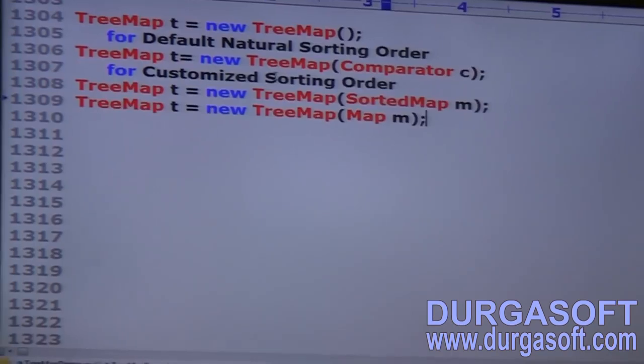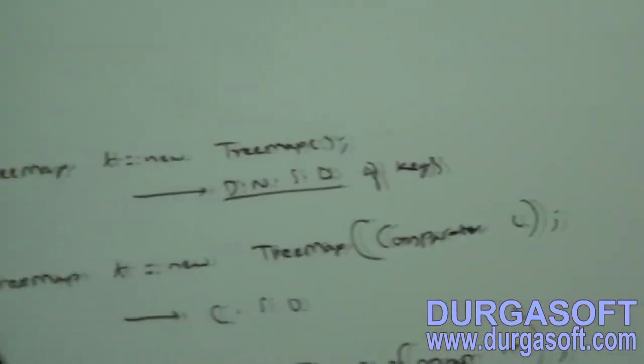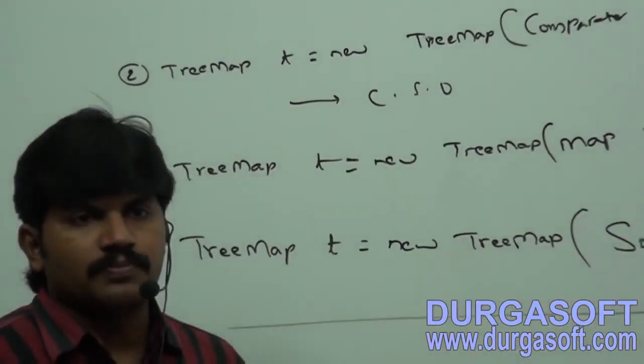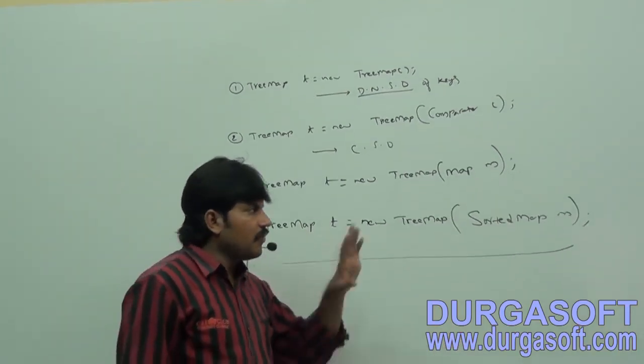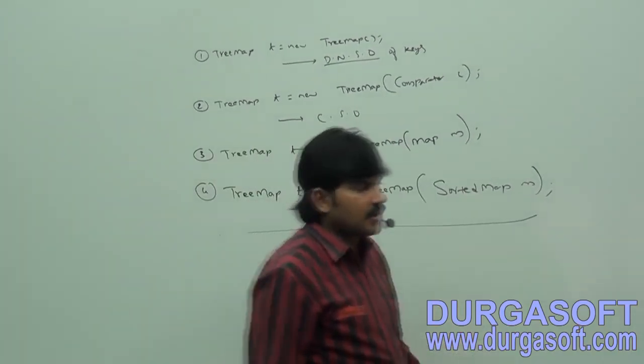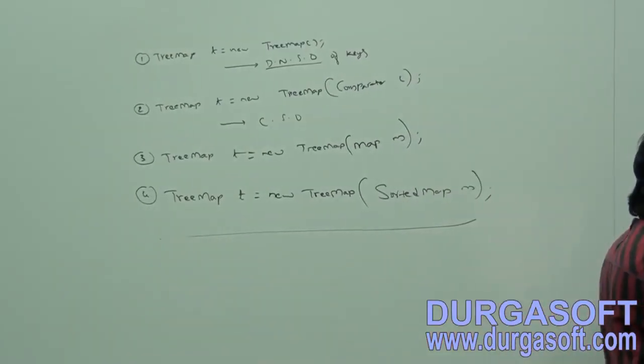Okay, so let me go for a simple program for the TreeMap: default natural sorting, customized sorting. I will explain with examples, right? Let me talk about the first example.